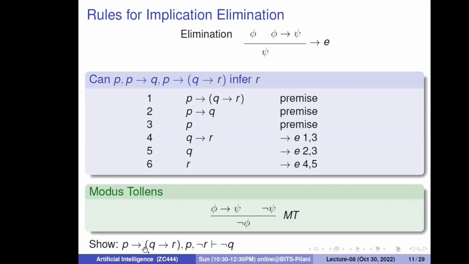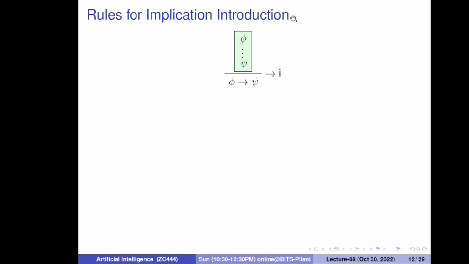Here is an idea: in the same way, if not psi is here, then you can infer not phi. Here is again a question: can you show me that from P implies (Q implies R) and P and not R, we get not Q? So I leave it to you. It's not very difficult. The next thing is actually important.